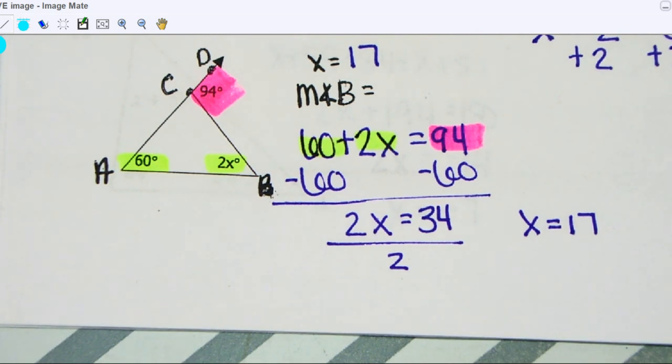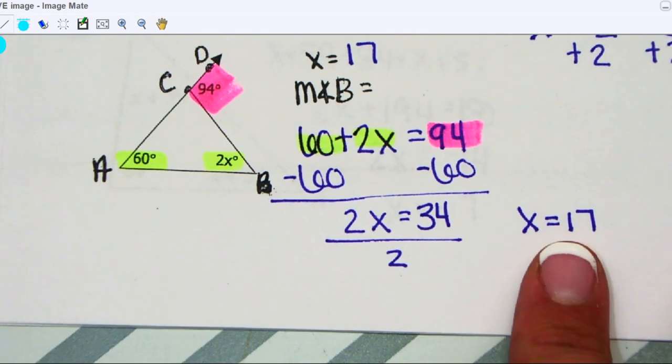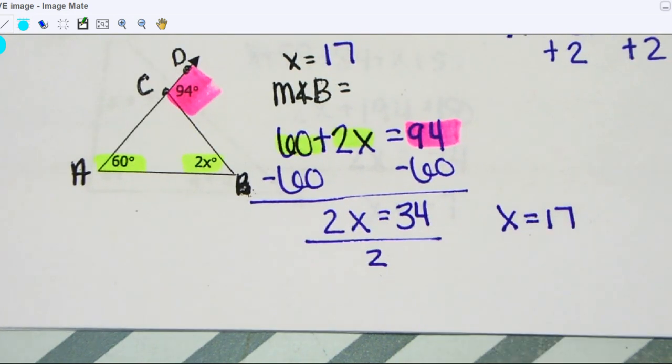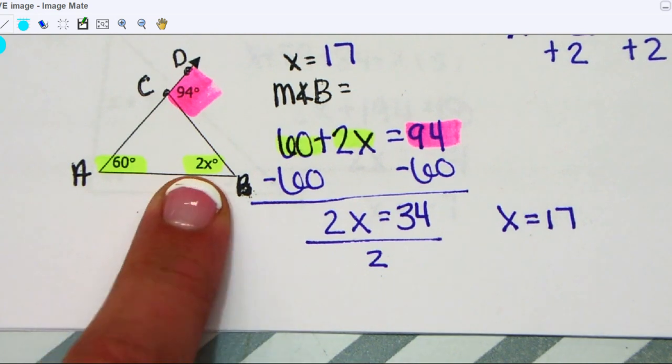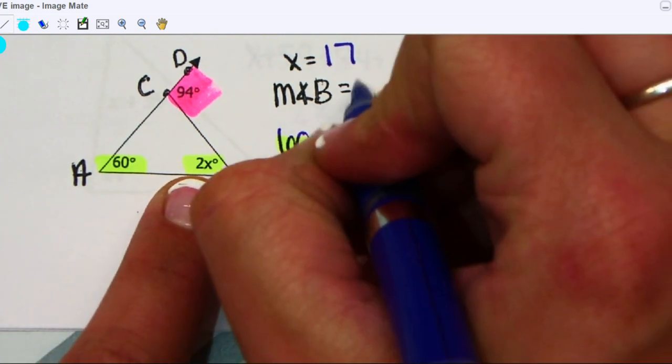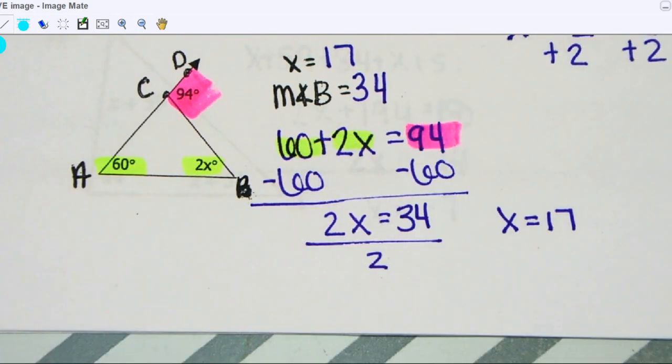So I'm going to add the two together. So 60 plus 2x equals 94. I'm going to subtract both sides by 60, getting 2x equals 34. And then dividing by 2, I get 17. Am I done? No. What do I have to do? I have to solve for B. So angle B is right here. What is 2 times 17? 34.